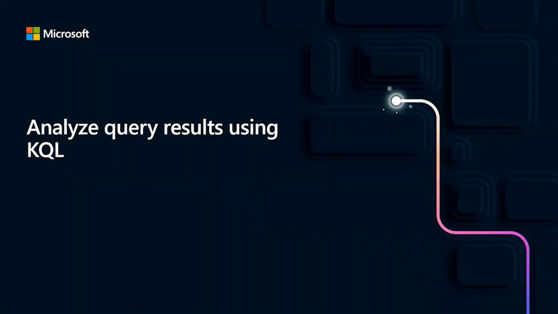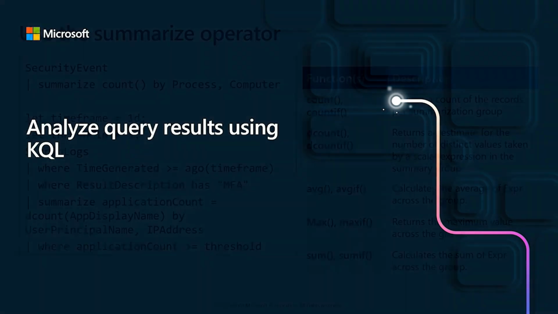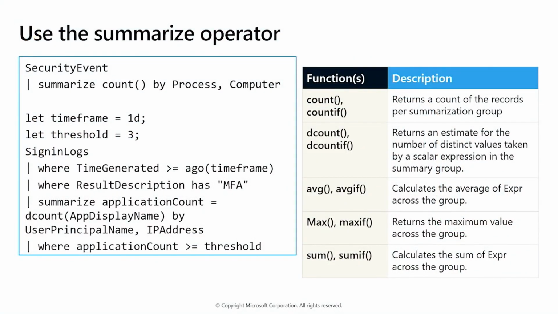Kusto Query Language, KQL, is the query language used to perform analysis on data to create analytics, workbooks, and perform hunting in Microsoft Sentinel. We will now analyze query results using KQL and discuss how to summarize and visualize data with a KQL statement, which provides a foundation to build detections in Microsoft Sentinel. We will discuss using the summarize operator first.